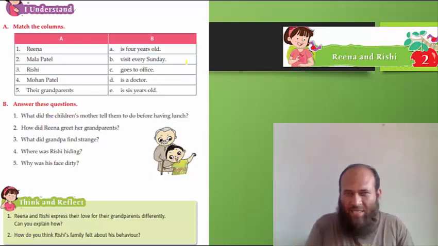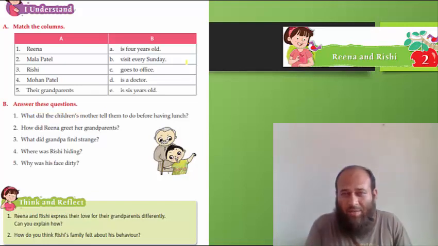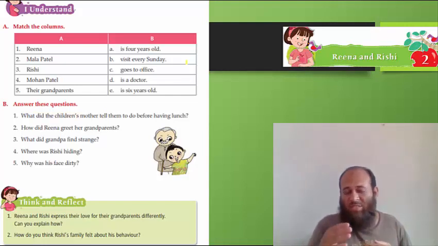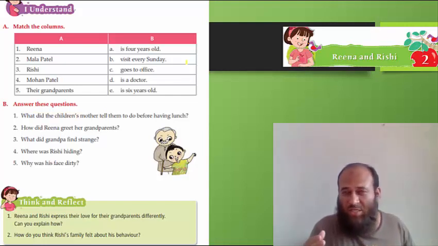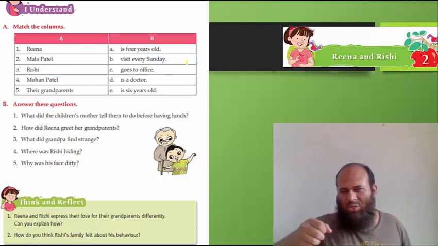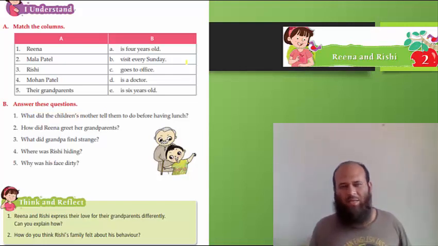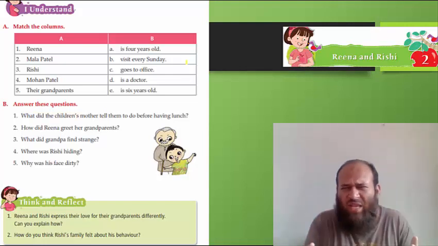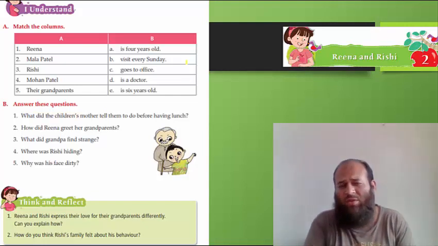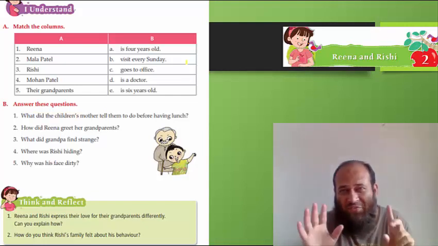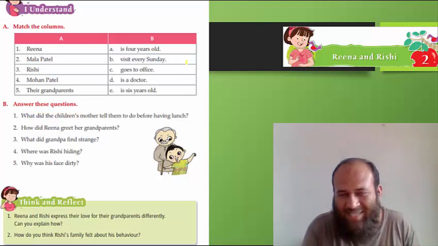Rishi went under the table on grandpa's feet. He was dirty because he went to the kitchen. He had lots of jam. And then grandpa took him out from under the table. They were very happy to meet each other because they were meeting after 7 days.